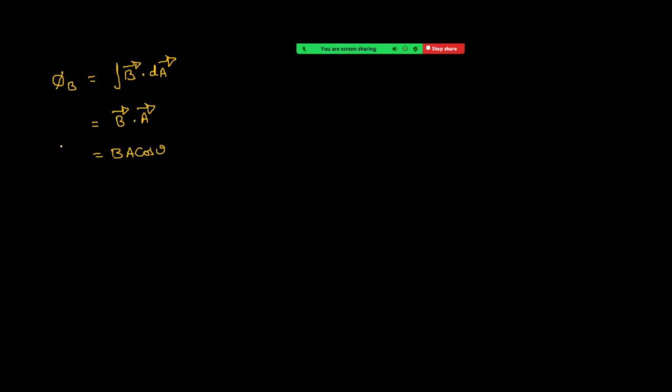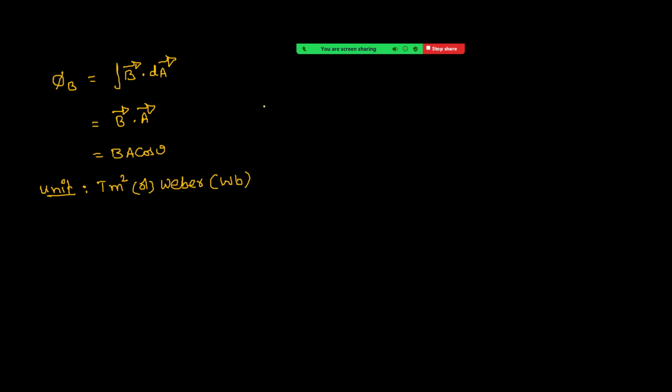And from this we can guess the units of magnetic flux. We know that for B it is Tesla, and for area meter square. So the unit will be Tesla meter square, or the same thing is written as Weber. It is named after a scientist, written as W capital and small b.